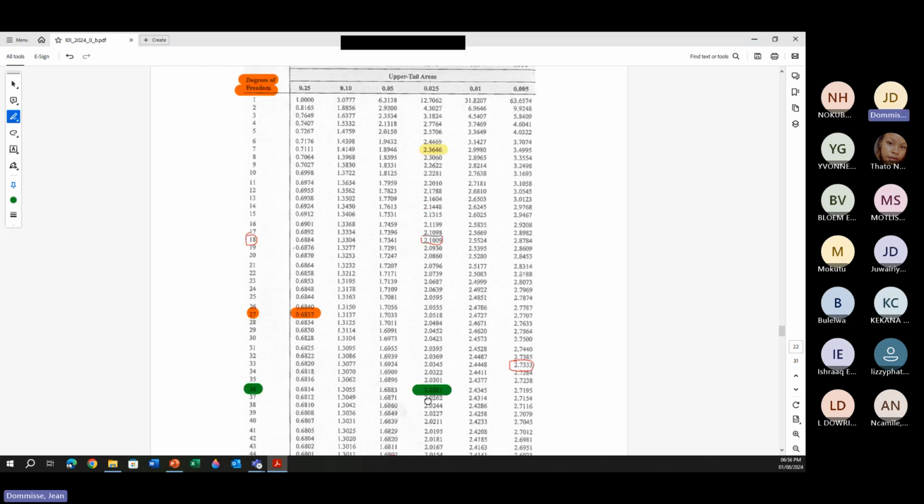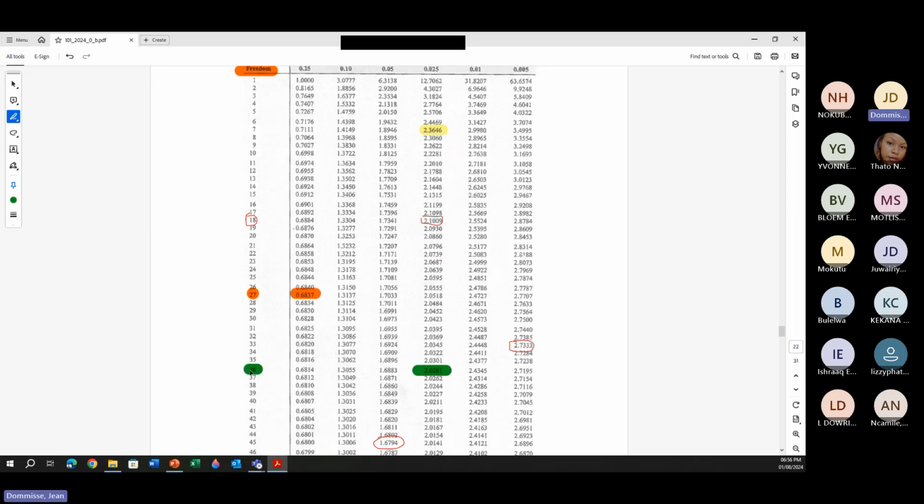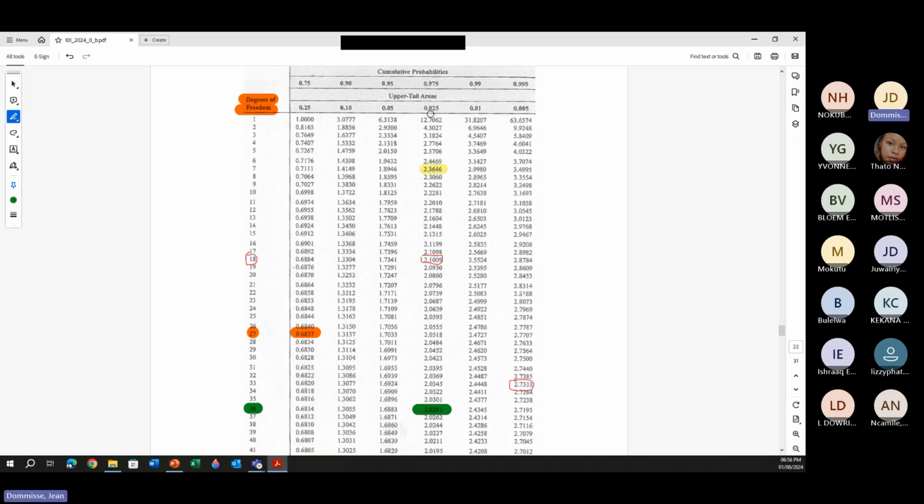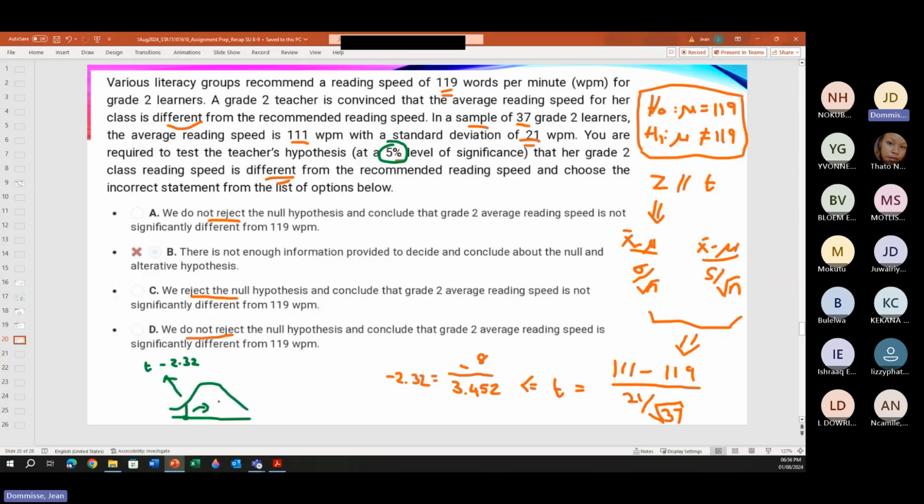Okay, so we have our critical value: degrees of freedom at 36 at 0.025, it's 2.0281, so plus or minus 2.0281. Okay, so it lies within, not outside.